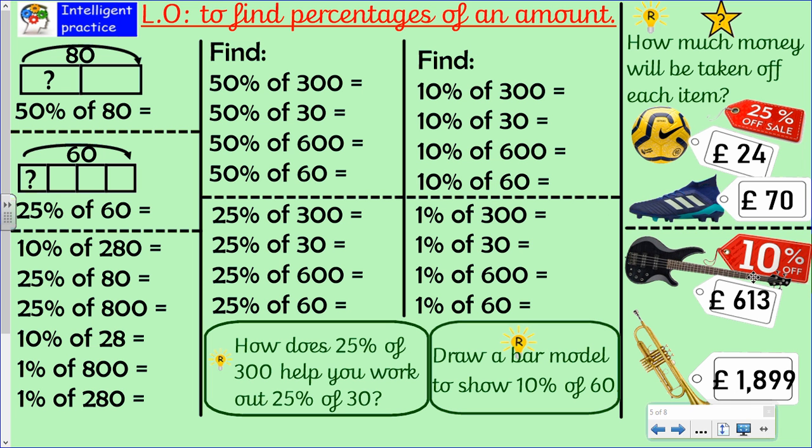Same over here, 10%. So there's 10% off the price of the guitar. Think about what that means in terms of money. So we divide it by 10. What does that mean in terms of money? Same here. How much money are you saving?